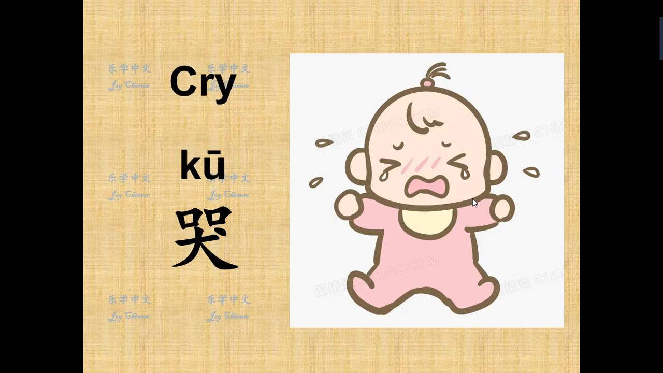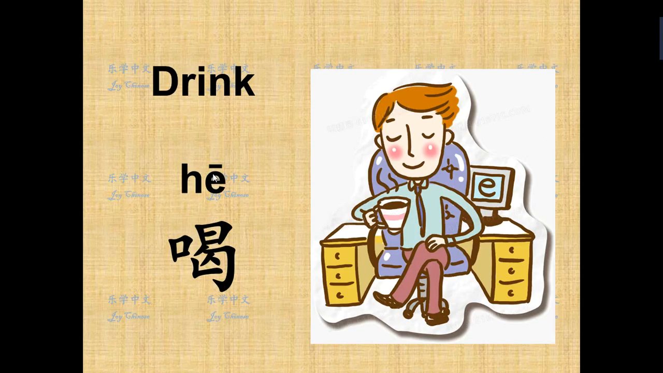The next one is cry. Means you're tearing, you're crying, you're sad. So crying. K, U, ku, cry. It's a verb. And the next one is drink. He, drink. Drink coffee, water, whatever you want to drink.